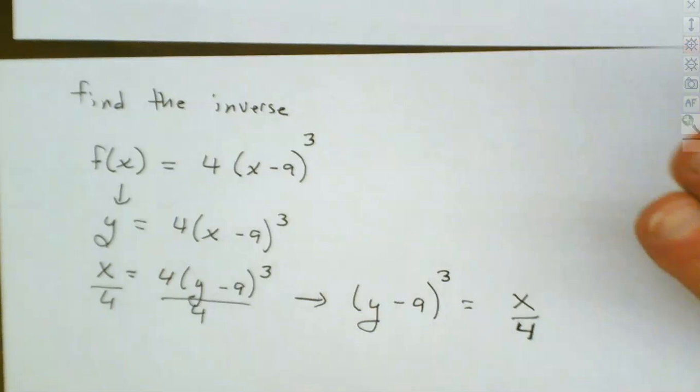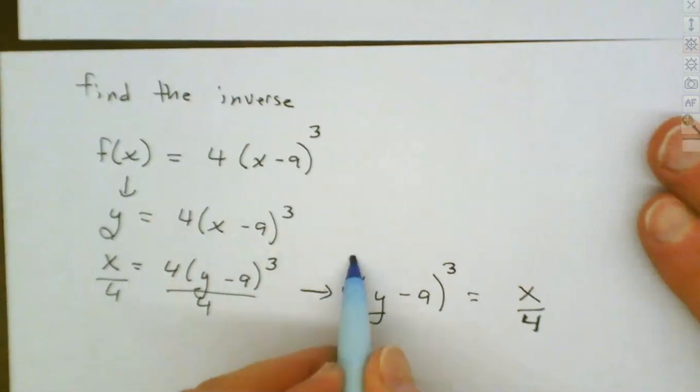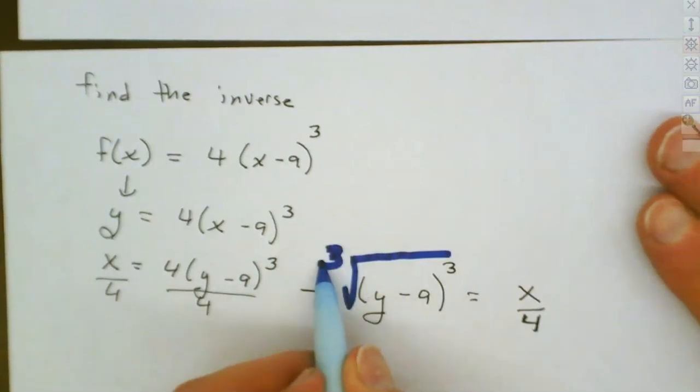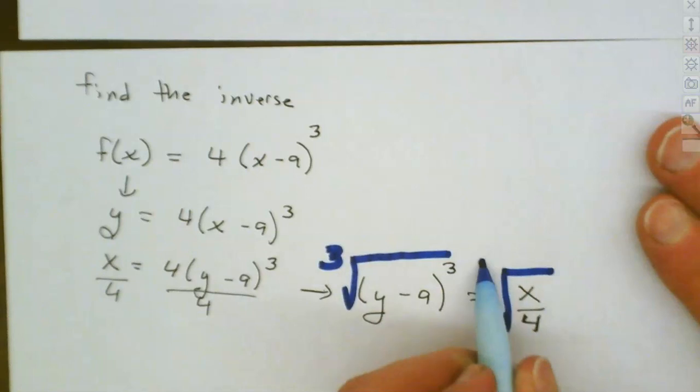How do we get rid of a cube? What's the opposite of a cube? The opposite of a cube is a cube root. Now with cube roots, you don't have to have a plus or minus. It's only the square roots.